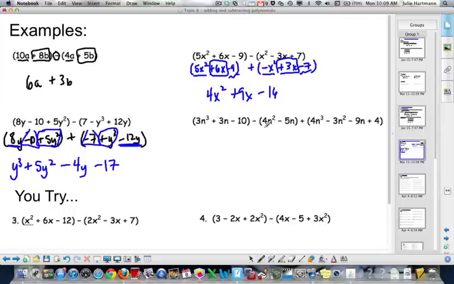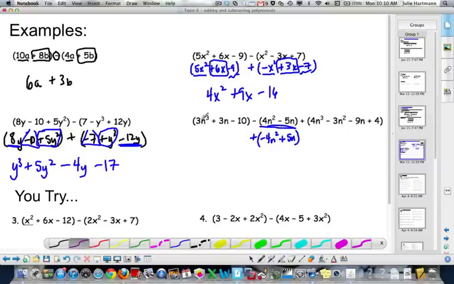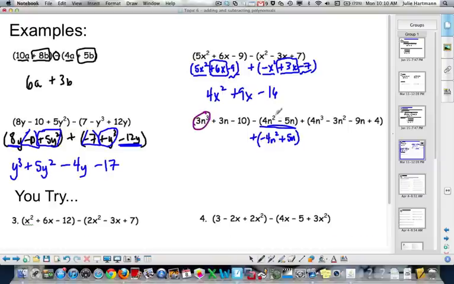This next one, you're subtracting this binomial, but then adding that one. So this right here is the only one we need to change. I'm going to change that to plus a negative 4n squared plus 5n. So we're going to change those signs to opposites. And now just combine. So when I'm combining, I have 3n cubed. That's my highest degree. So plus 4n cubed. So that's 7n cubed.